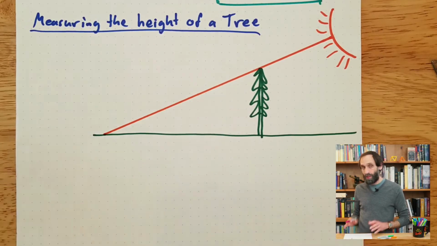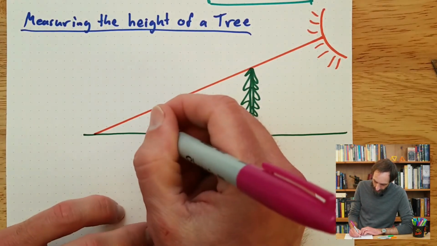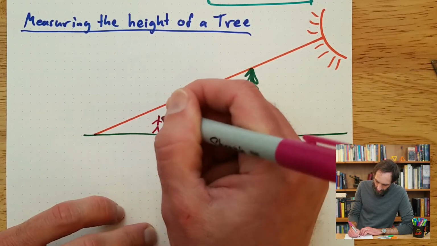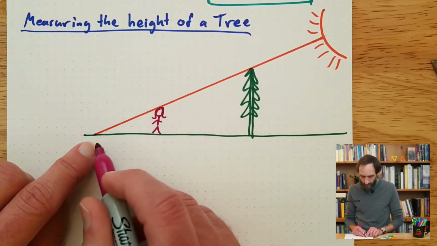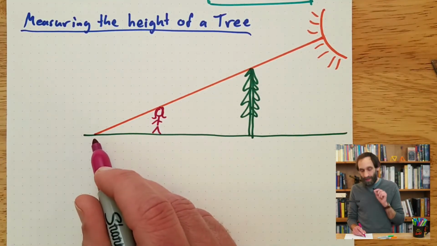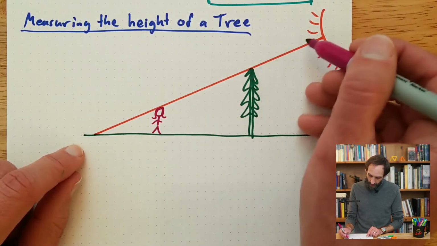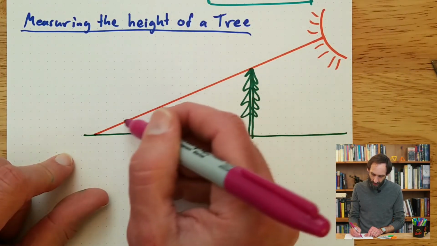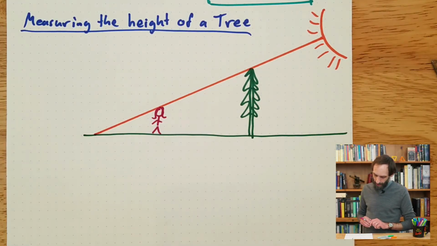But if you have an object or a person casting a shadow at the same time, then you can set up a proportionality. So let's imagine you or a friend is also standing in a position, maybe even positioned in such a way that the top of their head's shadow falls at exactly the same place as the end of the tree shadow falls. So this ray of light from the sun just barely clears the top of the tree, barely clears the top of the head of the person, and lands on the ground right there at the end of the shadows.